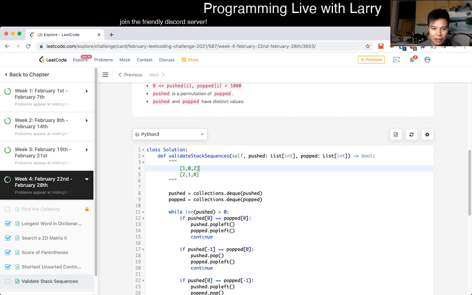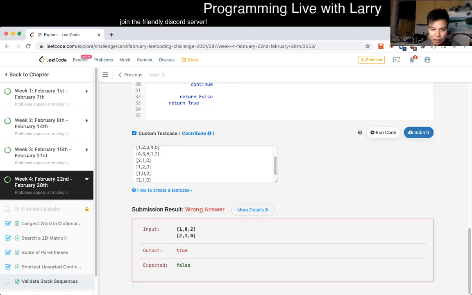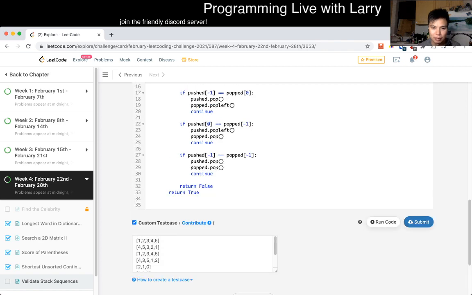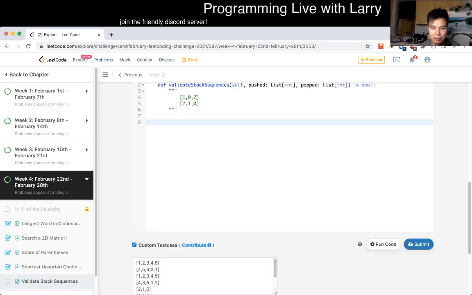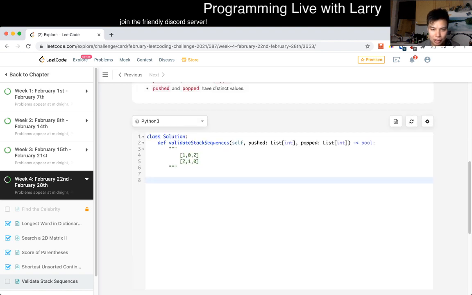But okay, so here, what's the answer? Oh, I'll put true, but the answer is false, because 2 cannot be the last. Okay, so I'm wrong again. Wow. Because I assume that we can get rid of the 2 and then the 1 and the 0 is easy, right? But in theory, you have to do the 1 and then the 0, and then the 2, and then the 0 and the 1.